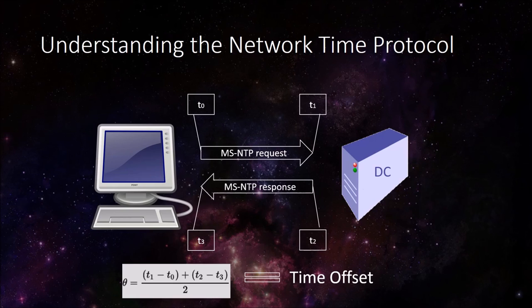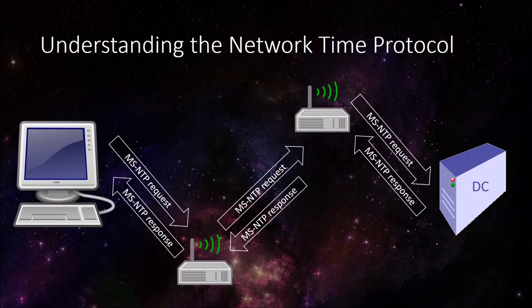A main consideration with NTP is that it assumes the round trip is symmetrical and that the latency for the request and responses are the same. If you have a network with a lot of network hops in between, your chances of achieving accurate time decrease. Your network architecture and load play a big role in getting accurate time.